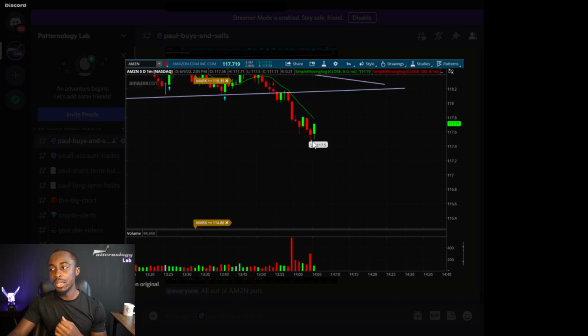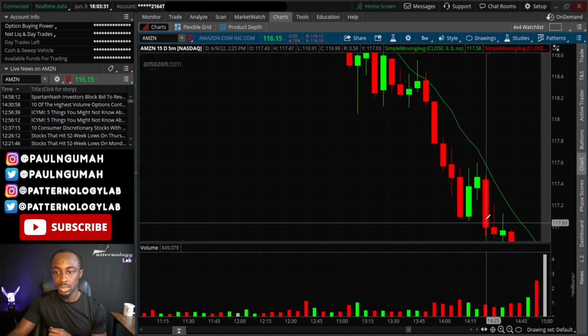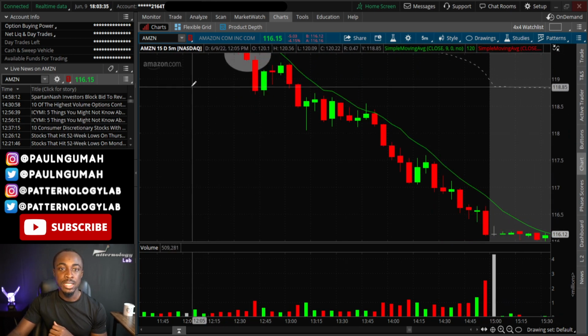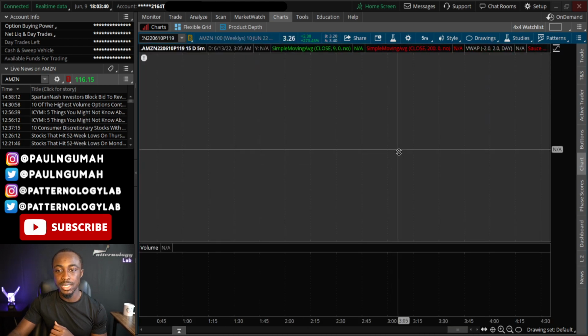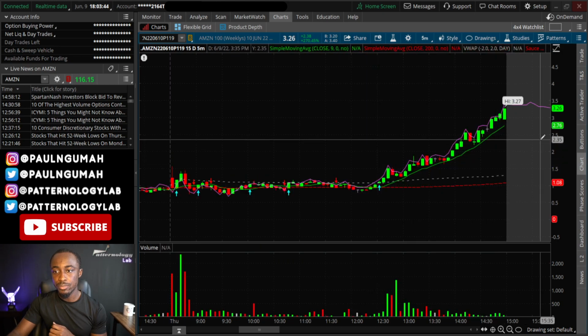117. It was a little bit early because it kept going down even further after my exit, which was right here. It just kept going down for an extra hour. And this is the chart of the actual contracts, the $119 put, which expires tomorrow.